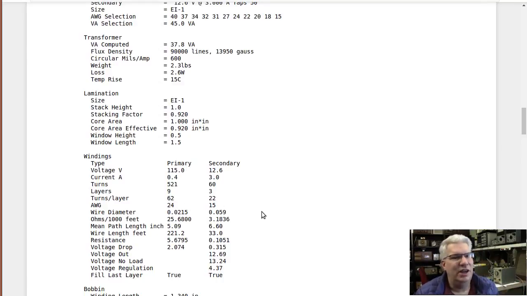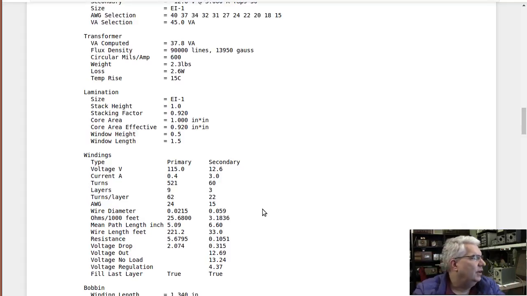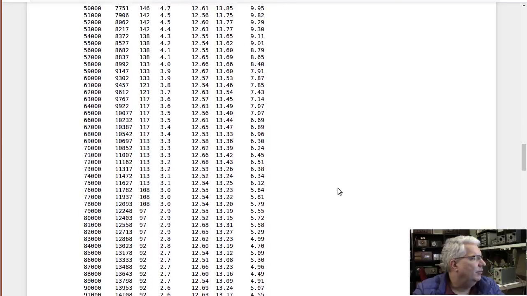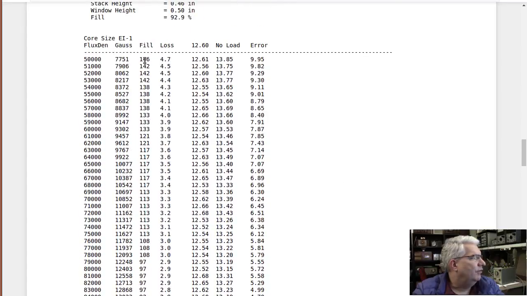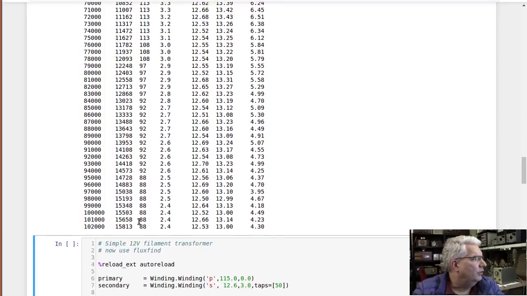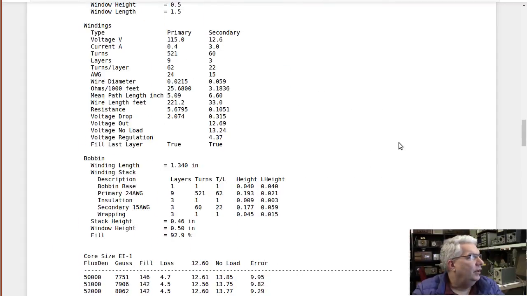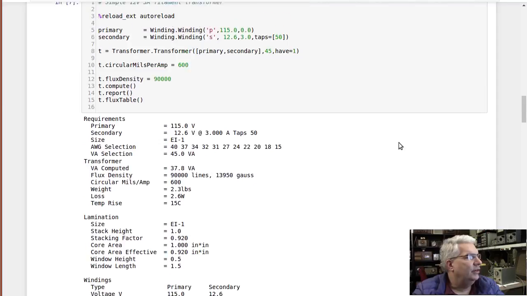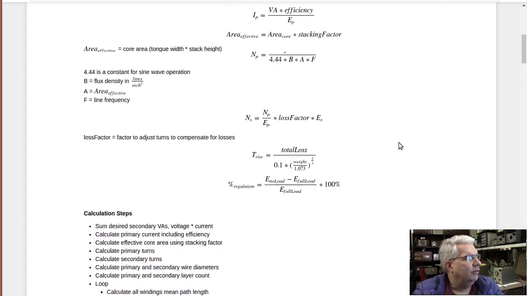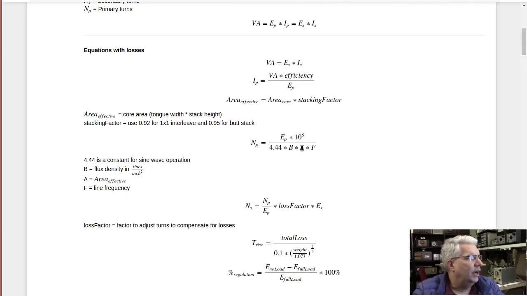So I'm kind of stuck right here. I can change the flux density. Let's go look at that. Let's go look at this table again. And you'll see that the fill goes down to 88. So if I made the flux density 100,000, it would go to 88%. All right. The other option I have is I can change, if we go back up and look at this equation for the turns ratio, this one right here, I can change the effective area. The effective area is the stack height of the core times the width.